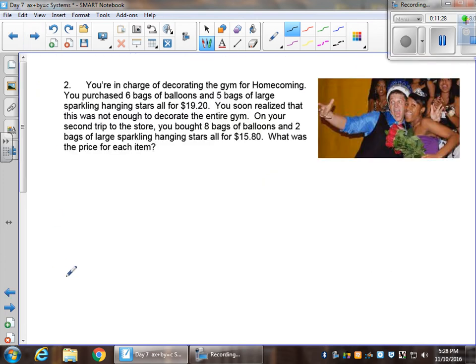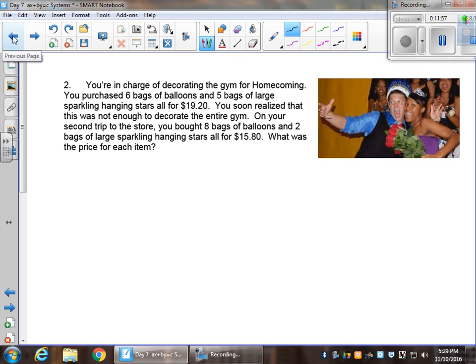Taking a look at number 2, we're going to apply the same steps. You're in charge of decorating the gym for homecoming. You purchased 6 bags of balloons and 5 bags of large sparkling hanging stars, all for $19.20. You soon realized that this was not enough to decorate the entire gym. On your second trip to the store, you bought 8 bags of balloons and 2 bags of large sparkling hanging stars, all for $15.80. What was the price of each item?